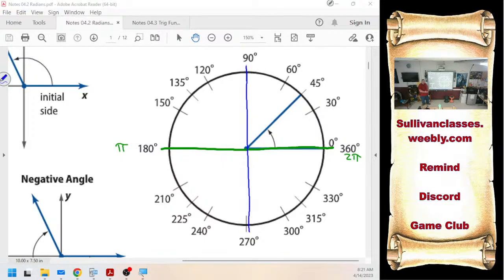90 degrees would be half of a pi. So I'll mark this as pi over 2. This is 2 pi over 2. It's just already reduced. So what is 270? 3 pi over 2.